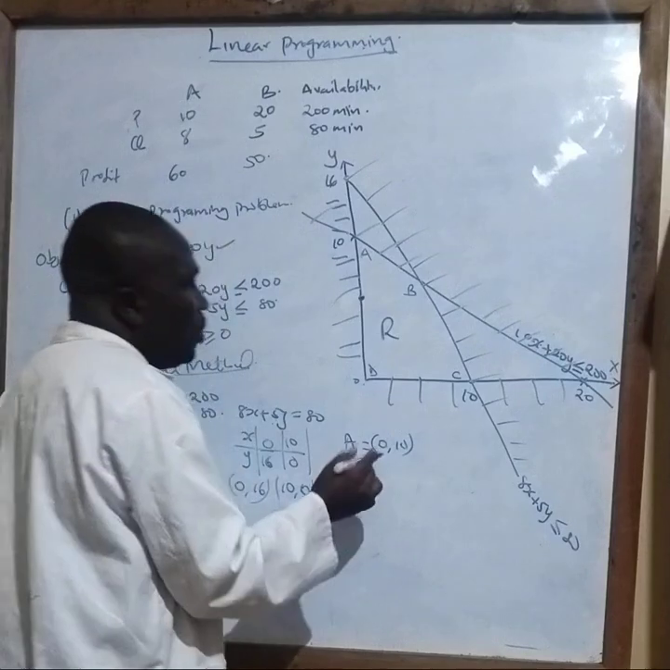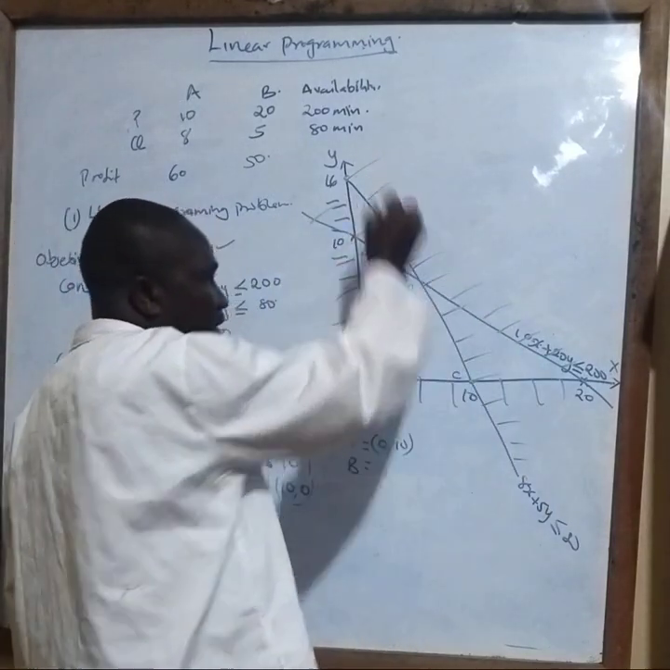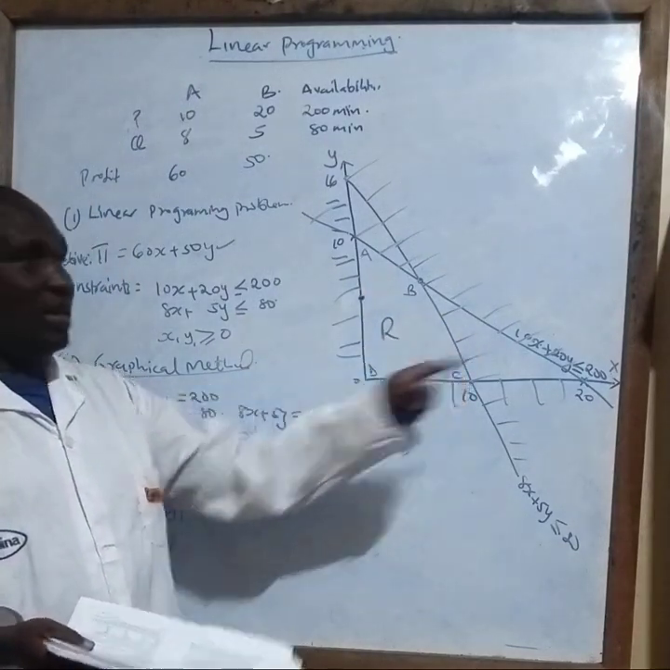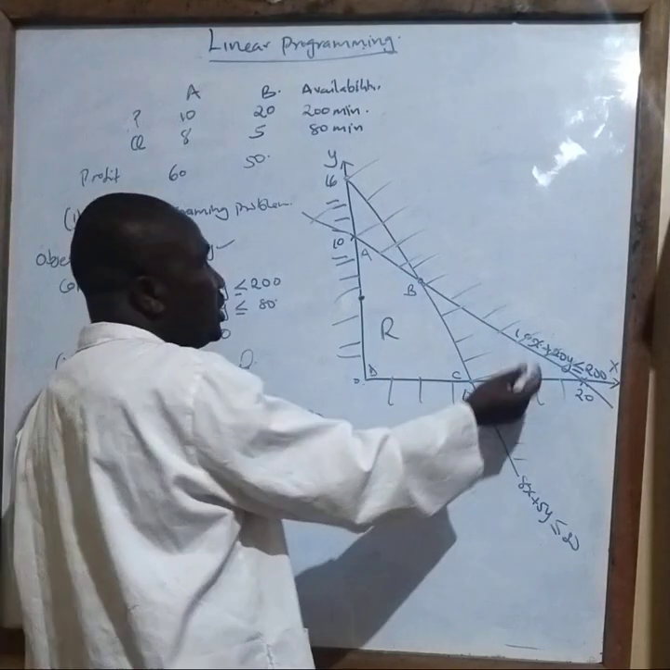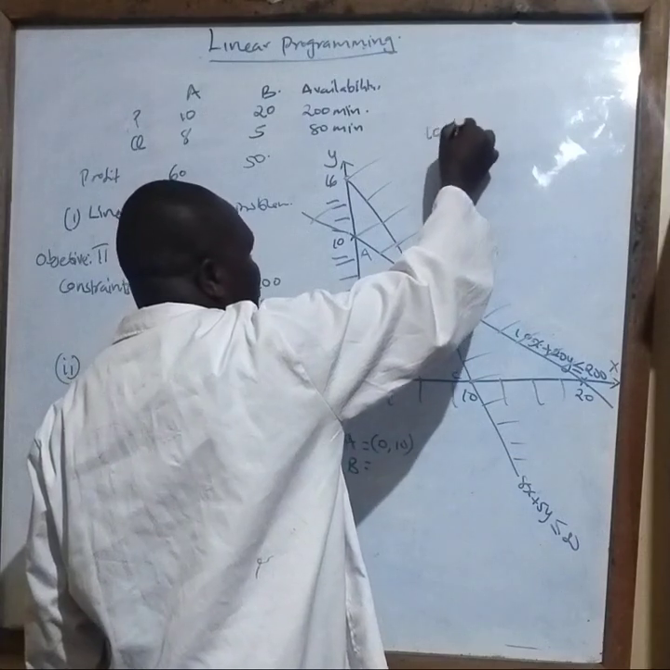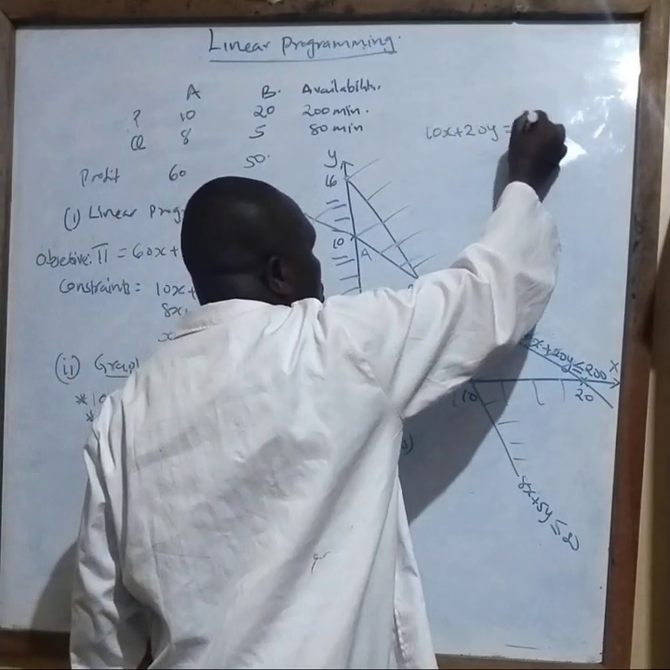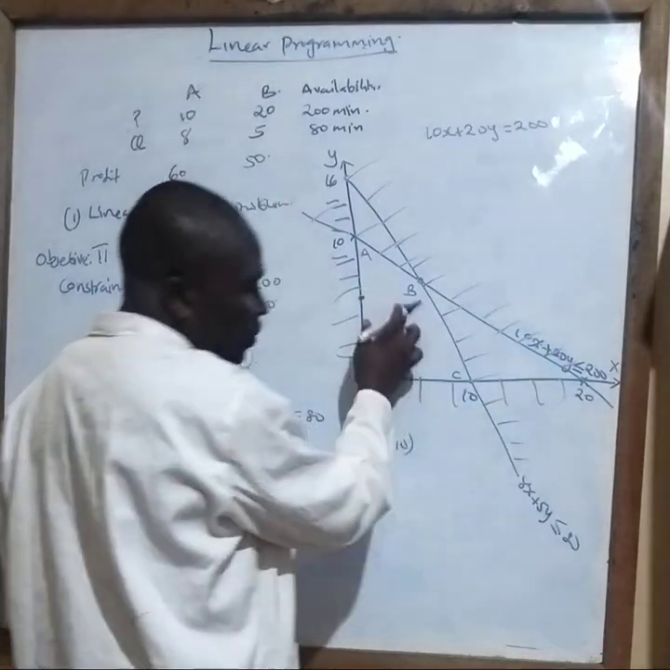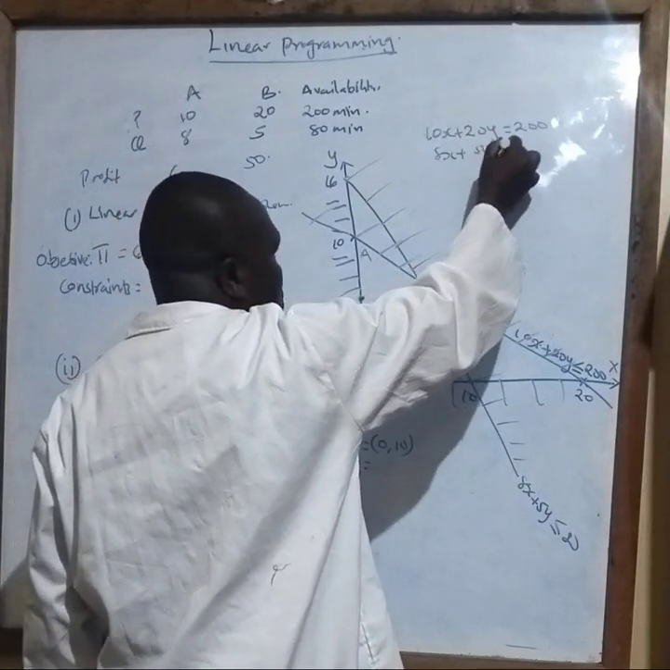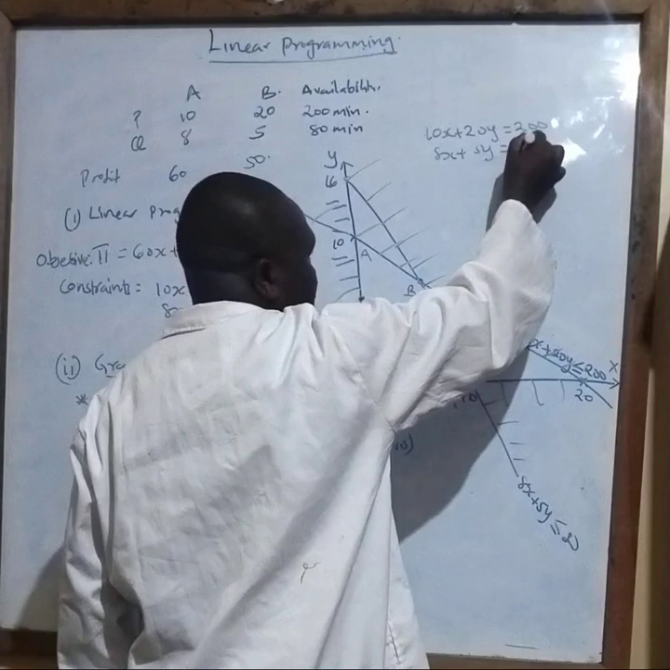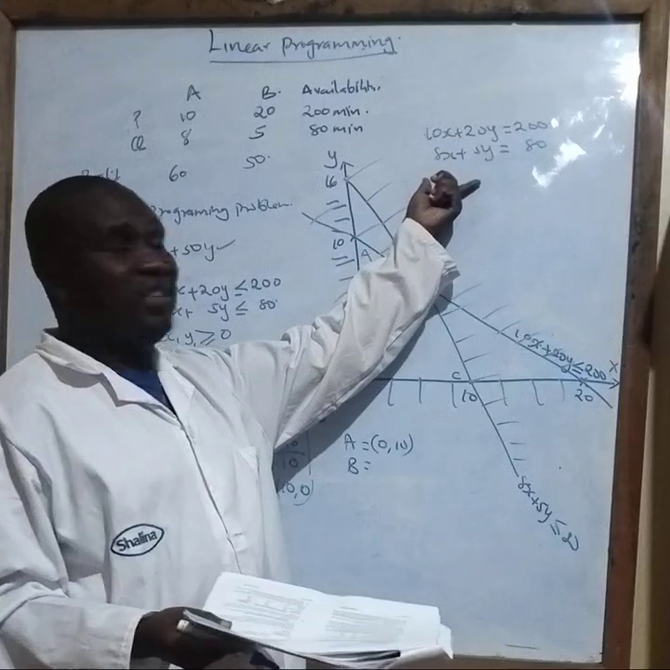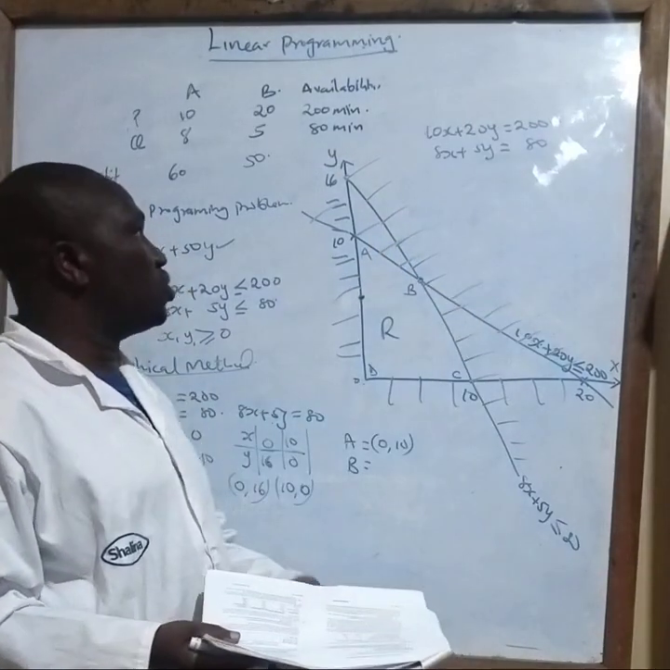B, now when you look at B, these two graphs are intersecting at this point. Therefore, it means you have to solve these equations simultaneously. So the equations will be 10x plus 20y equals 200. Then this equation here is 8x plus 5y equals 80. Now you choose whichever method, either substitution method, elimination method, or matrix method.